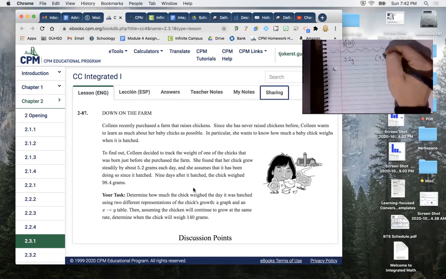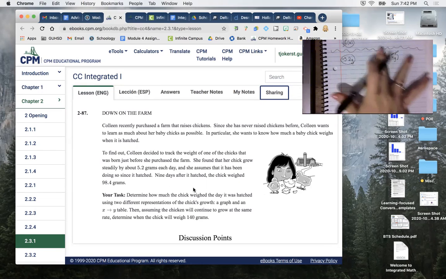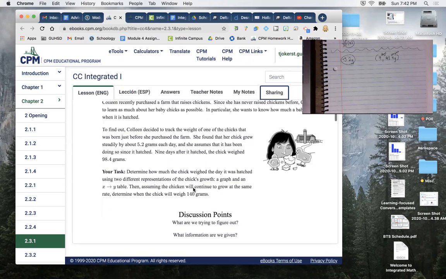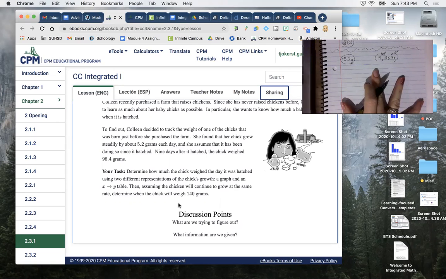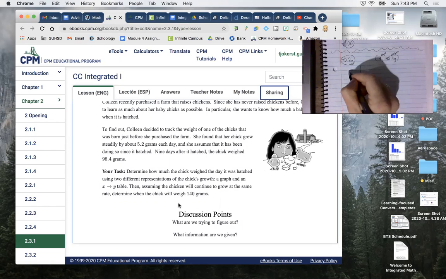Okay, so here we have days since hatched. Here we have the weight. And there's this steady increase of about 5.2 grams per day. So that's what I kind of know about this going into it. It says, determine how much the chick weighed the day it hatched using 2 different representations. We're going to use a graph and we're going to use an XY table. So these are going to be 2 different ways to do this. Okay, so the first thing I'm going to do is actually make the table. I'll do the graph after I make the table and kind of pull it all together.